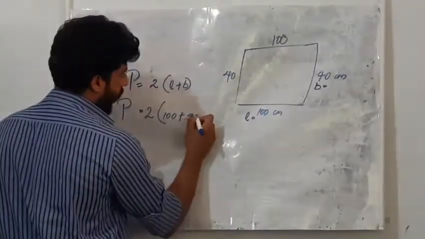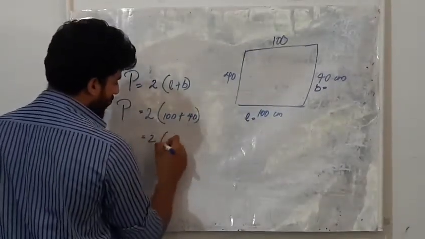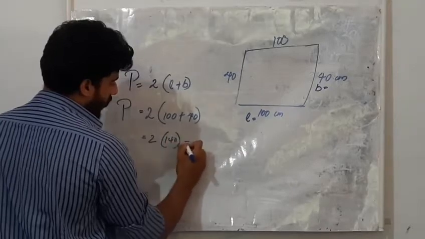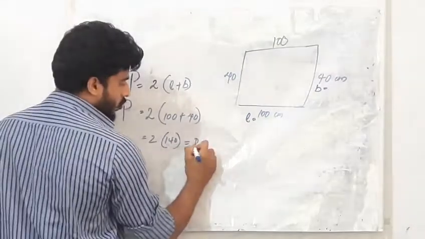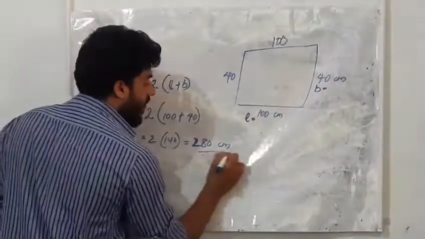What is the B given? 40. So 2 into 100 plus 40 is 140. That is 2 into 140, which is 280. Okay, 280 is our answer in centimeters.